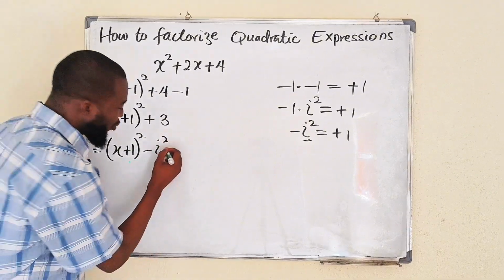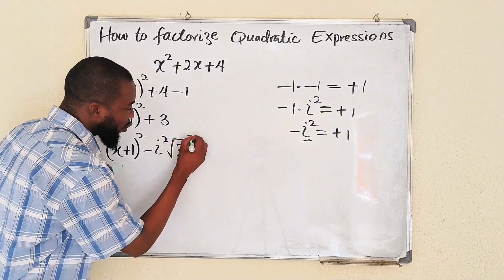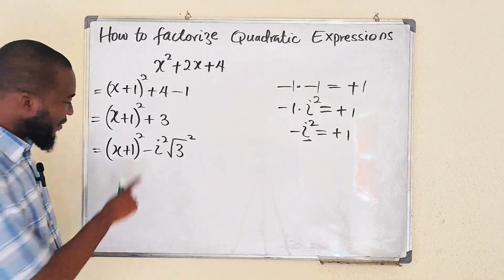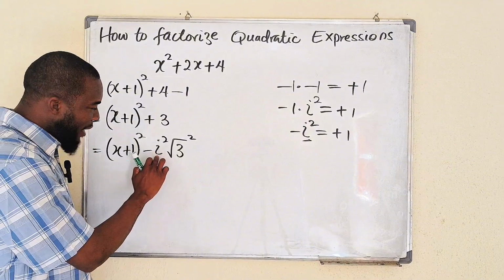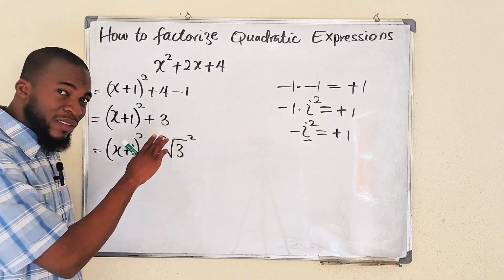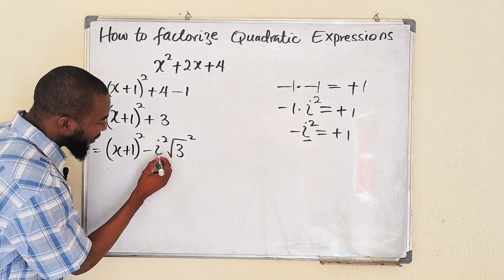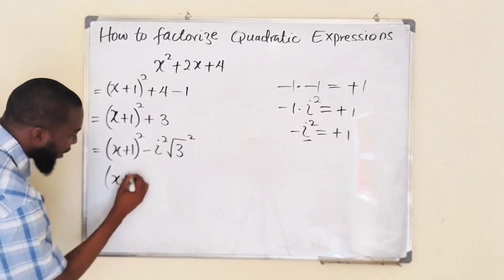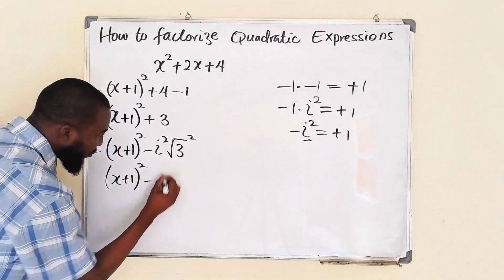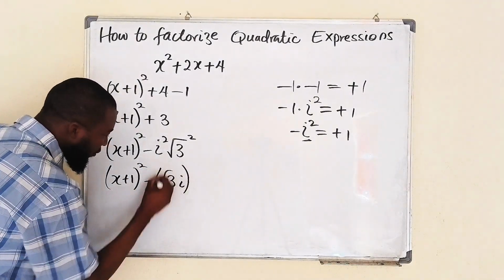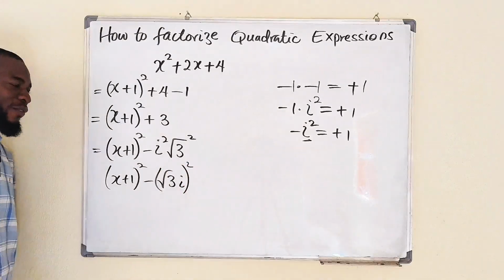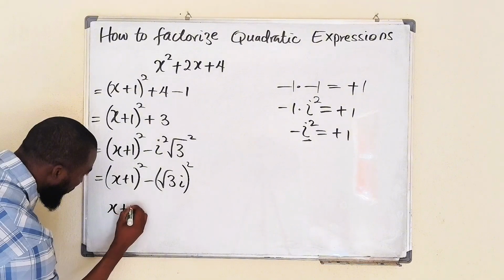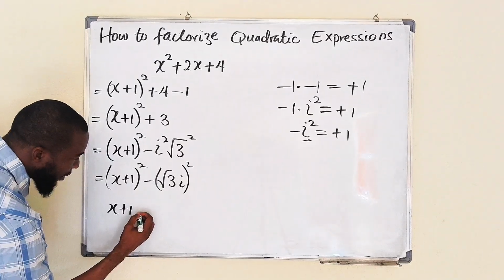And instead of 3, I'm going to write it as root 3 squared, because the power of 2 will cancel the square root. According to one of the laws of indices, since we have i squared and root 3 squared, all of them having the same exponent, we can write it as this raised to the power of 2. So this is x plus 1 to the power of 2 minus root 3 i whole squared. What do we have here? Difference of 2 squares.